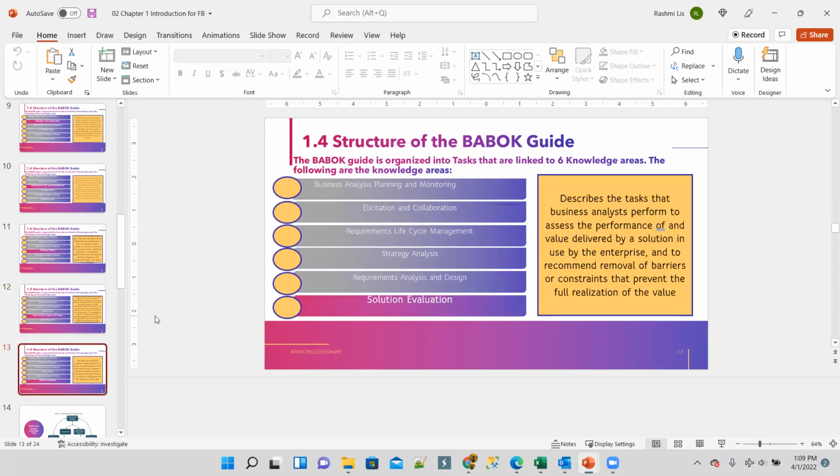And then you have your solution evaluation. It describes the tasks that business analysts perform to assess the performance of and value delivered by a solution in use by the enterprise.